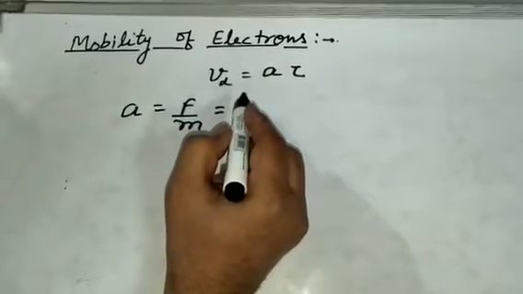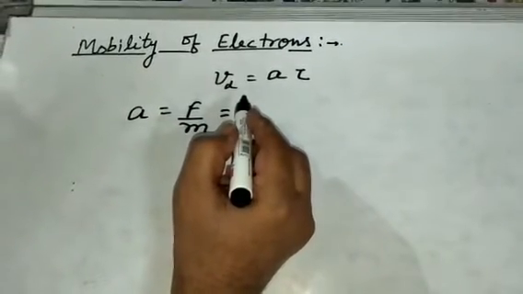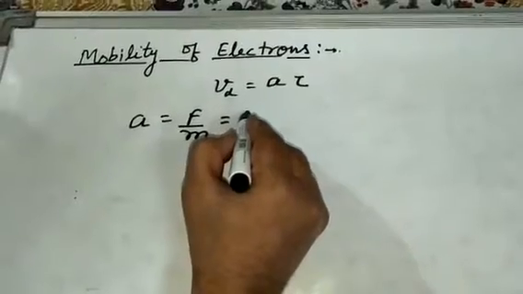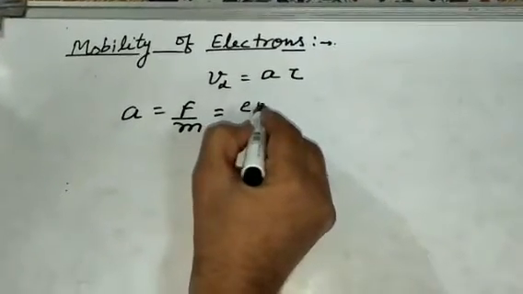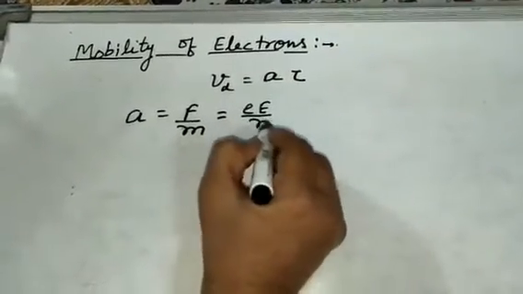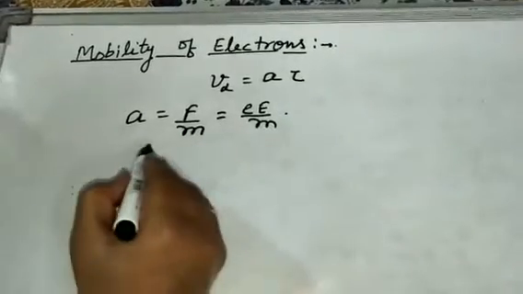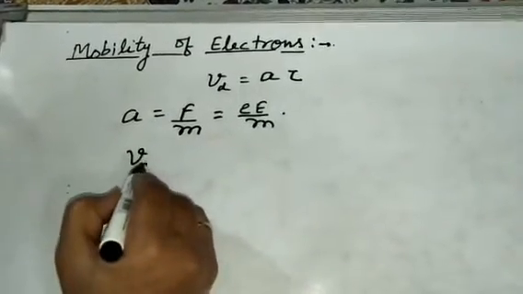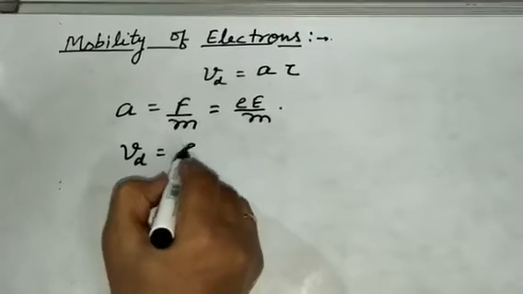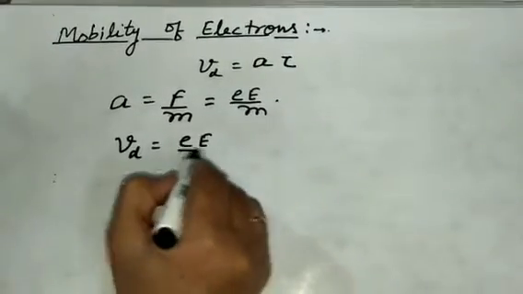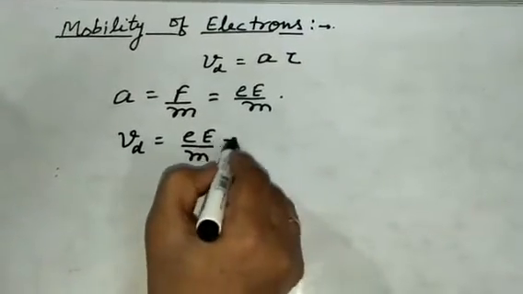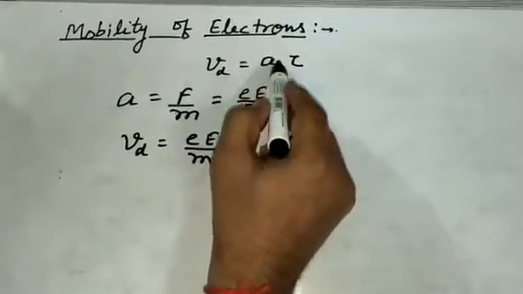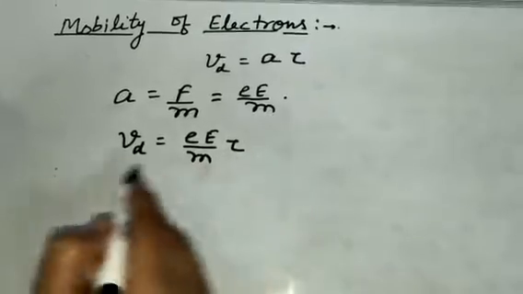and the force on the free electron inside the conductor in the presence of an electric field E, we can write as eE by m. And now we can write Vd is equal to eE by m into tau. Simply we put the value of A from here to here. So Vd is equal to eE by m into tau.